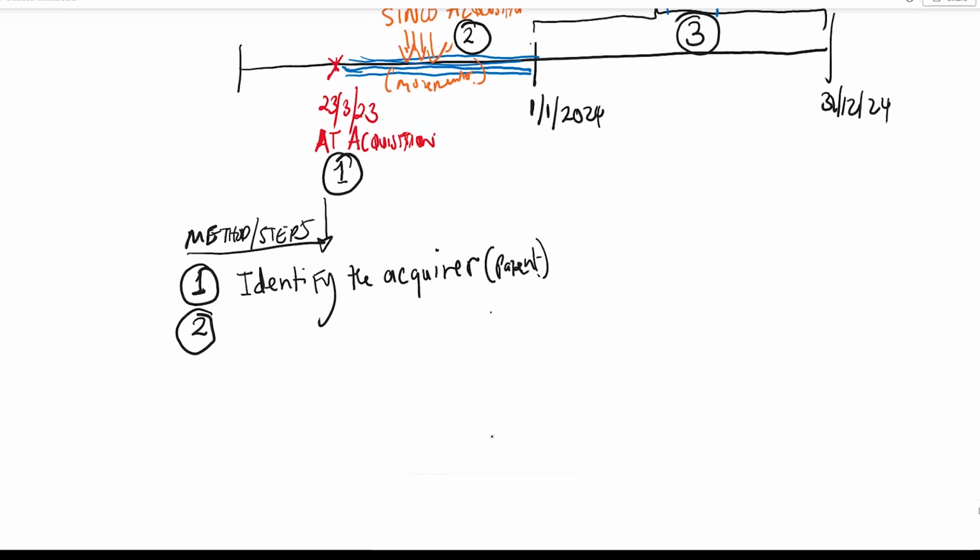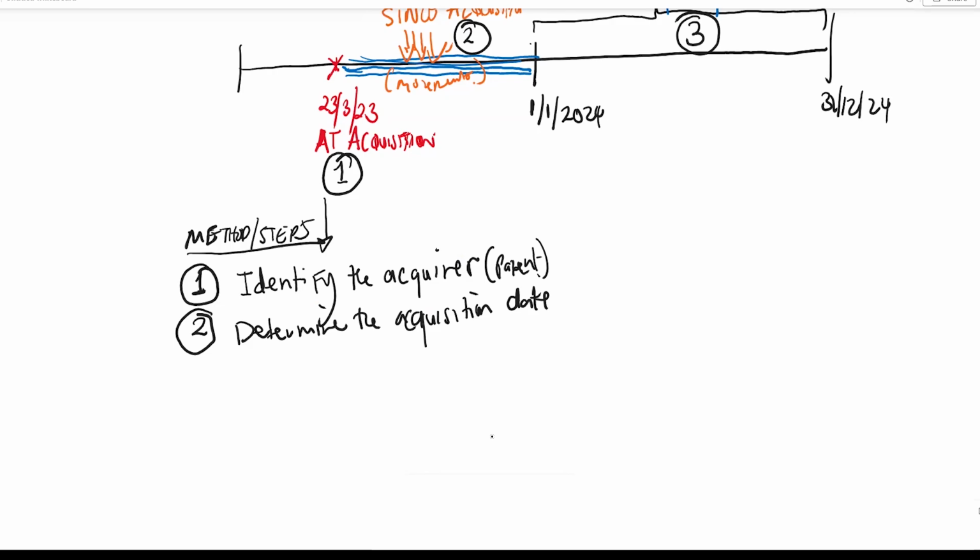Number two, determine the acquisition date. The date that we're talking about here. What was the date? Now, this date is when everything is finalized. Payments are made, documents are signed, it is finalized that this is the day that company A becomes the parent of company B. That's the date we're talking about.